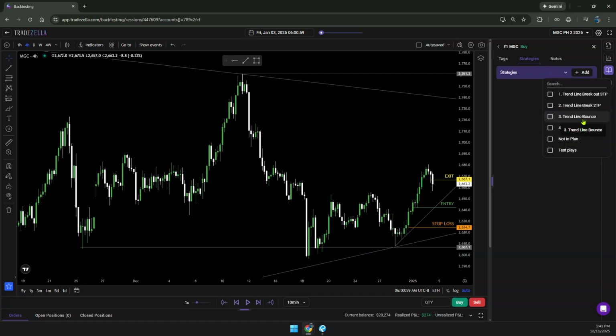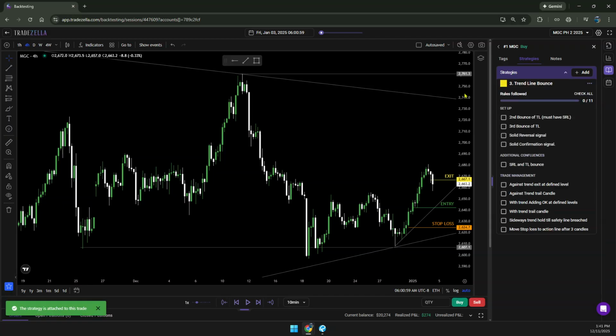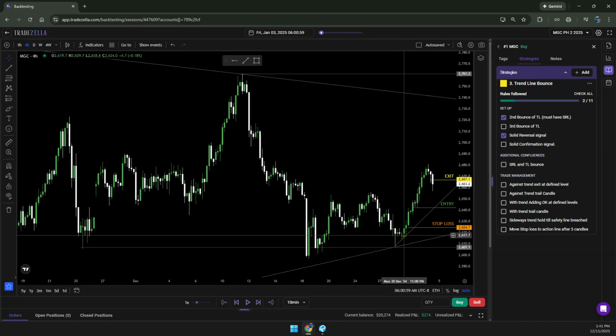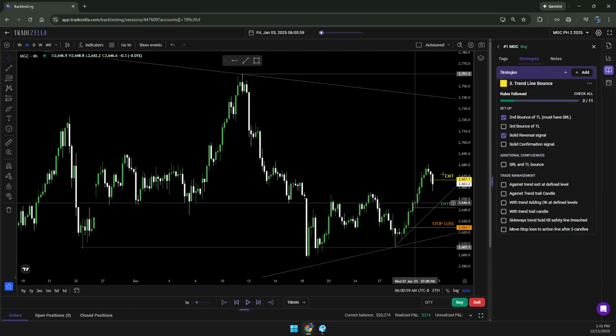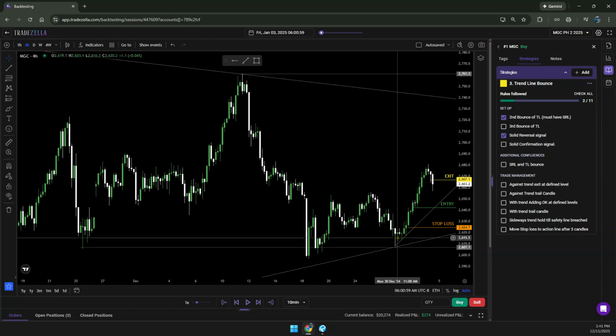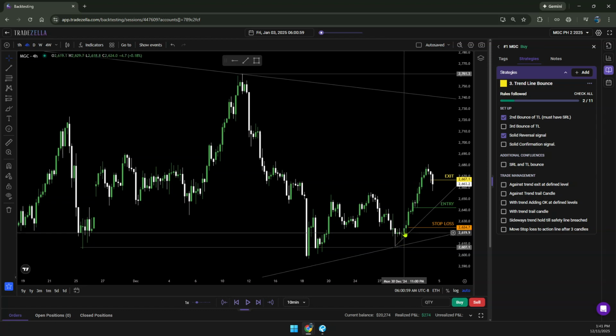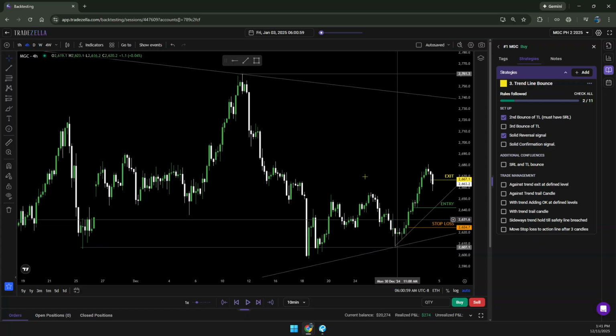All right, we took a trend line bounce for my strategy. We had the second bounce, and I must have a support resistance level. I did. We had a solid reversal signal here, and I didn't have a solid confirmation. Solid confirmation for me would have been in the 1 hour. I need it within 3 candles to break this, to show it's a strong move up.